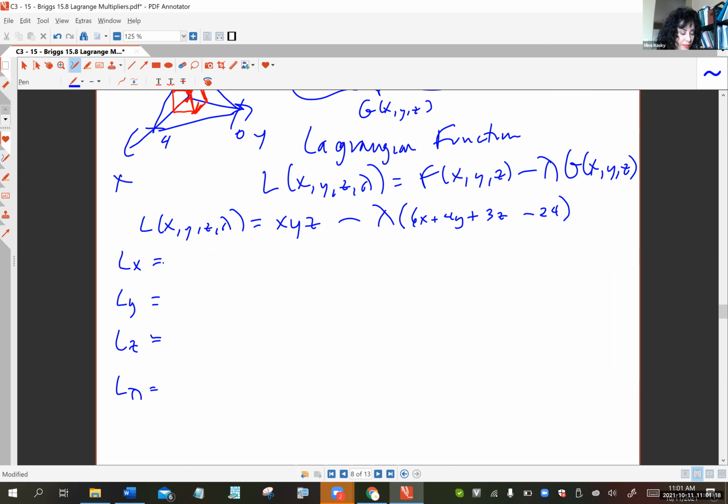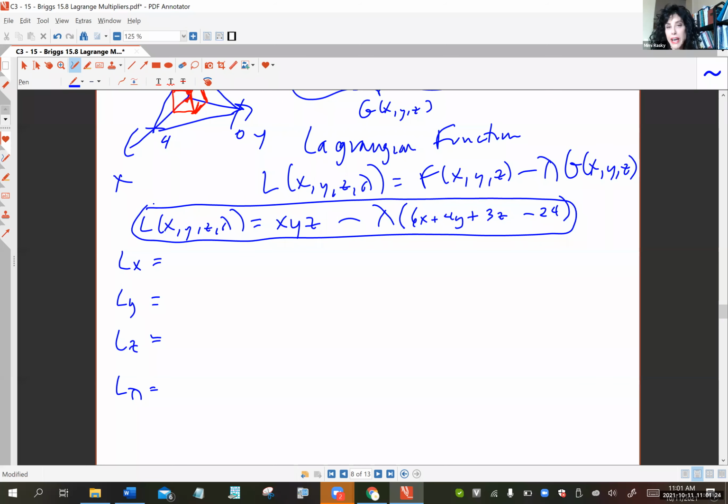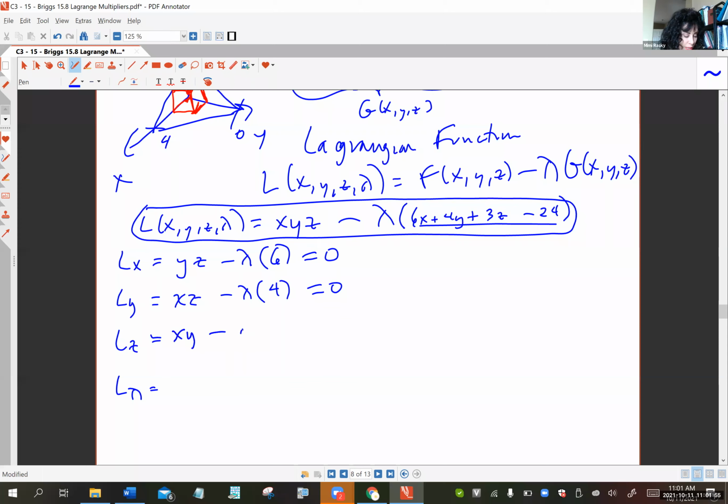So let's take the derivative of our big Lagrangian with respect to x. It's not as bad as you think. Well, the first term, I'm just going to get yz minus lambda times parentheses, and then the derivative of this plane equation with respect to x is just 6. Hey, that's easy. And set it equal to 0. Okay, and now go differentiate with respect to y. I get xz minus lambda times 4. Set it equal to 0. Take the derivative of our big L with respect to z. I get xy minus lambda times 3. Set it equal to 0.